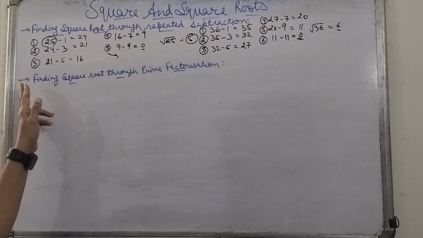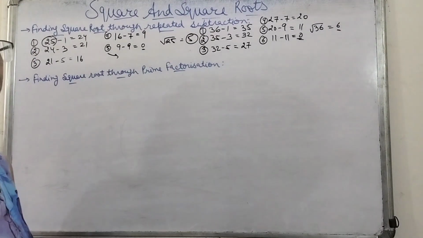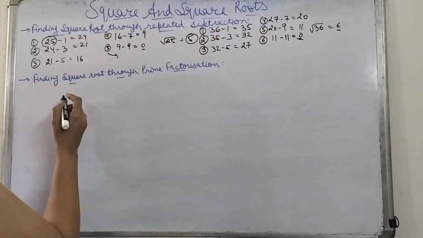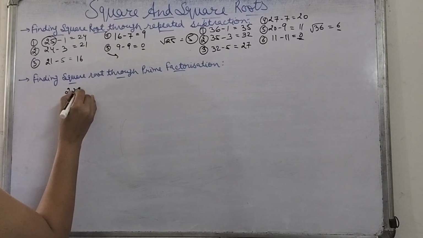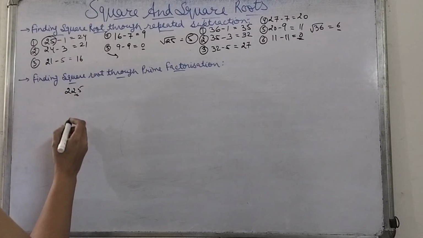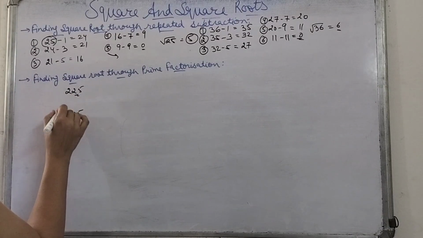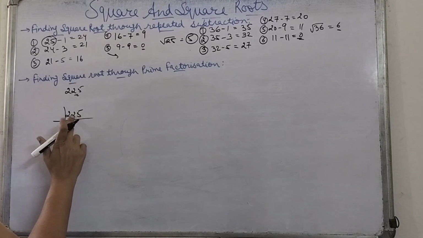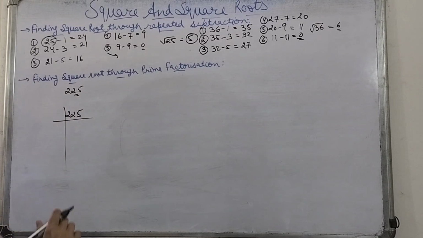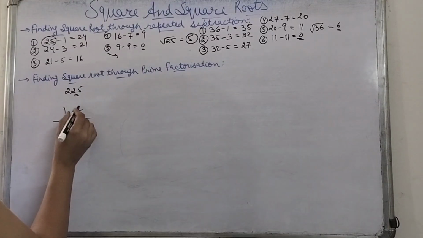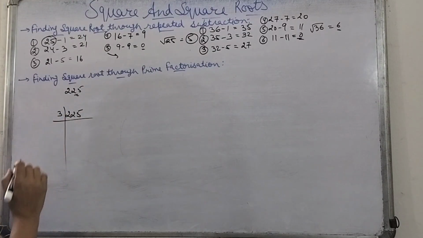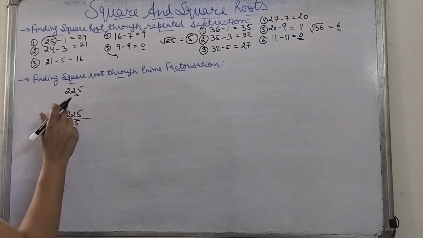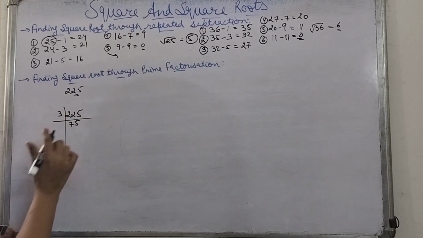The other method is finding the square root through prime factorization. Suppose we have to find the square root of 225. First of all, we will be doing the prime factorization of 225. Now, the sum of the digits of 225 is 9, so it is divisible by 3. First of all, we will divide it by 3. 3 7s are 21 and 3 5s are 15. So we have divided 225 by 3.